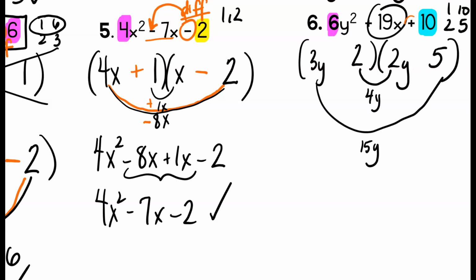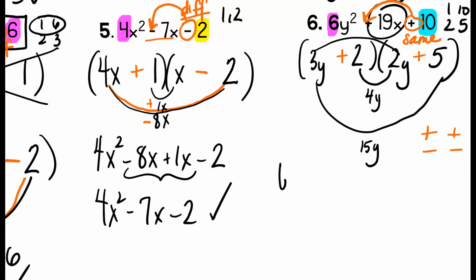So let's look at our signs. This is a positive C term, which means our signs need to be the same, which means they're either plus plus or minus minus. We look at the B term, it's positive, which means they are both going to be positive. We'll check our answer.